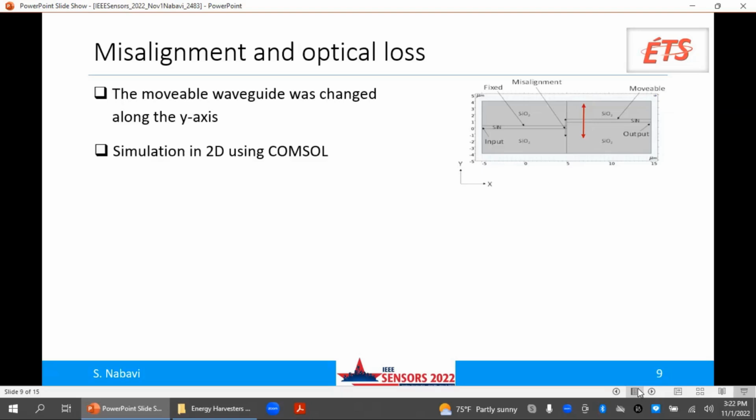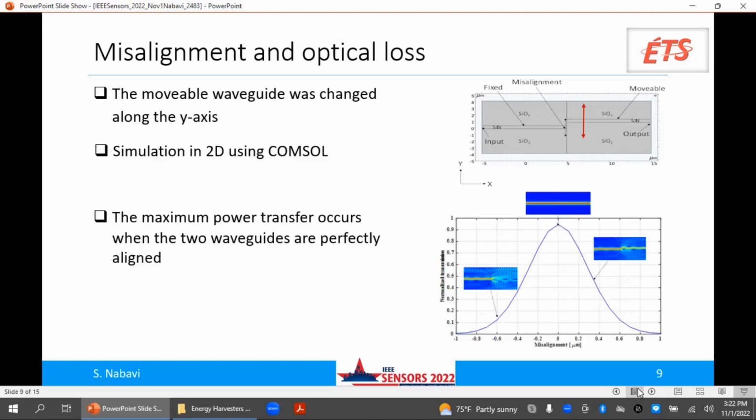For investigating the misalignment effect, here I modeled the silicon nitride waveguide. One of them is fixed and the other one is movable, which can shift along the y-axis. As we expected, when the fixed and movable waveguides are perfectly matched, we are able to transfer the maximum power from the input port to the output port, as you can see.